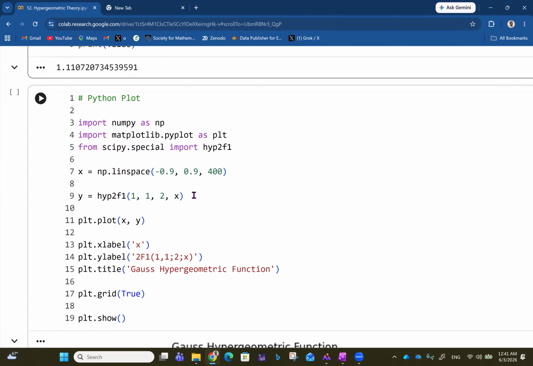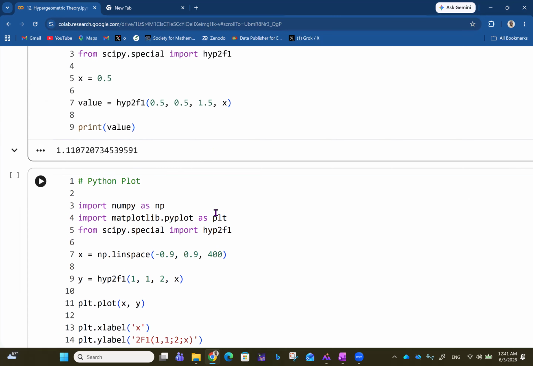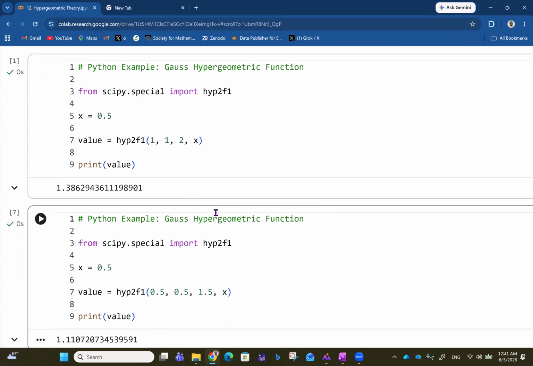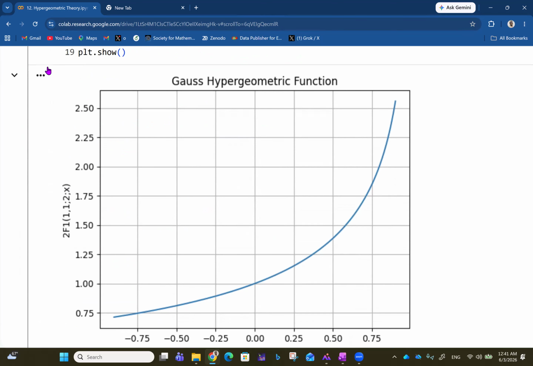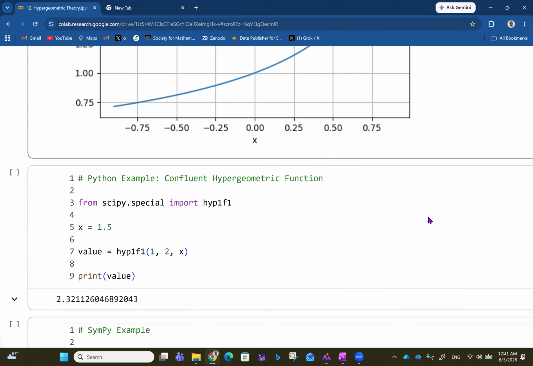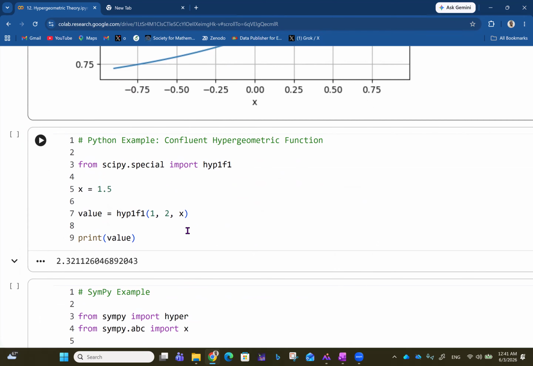So here we want to do the Gauss hypergeometric function 2F1 of x, and we want to plot it. It's the same thing we did up here, but we just want to plot it now. When we plot it, we see what that looks like: just a line going up like that. Then we have the confluent hypergeometric function. In this case it's hyp1f1, not like the 2F1.